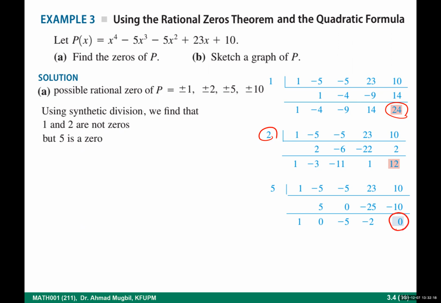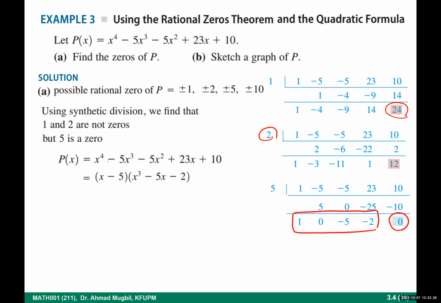No problem. Now we are lucky because we have 5 as a zero. So we now have one factor. What is the first factor that we have? x minus 5. And we also have the other factor here. So we can now write this polynomial as x minus 5 times x to the power 3 plus 0x squared, there is no x squared here, minus 5x minus 2.